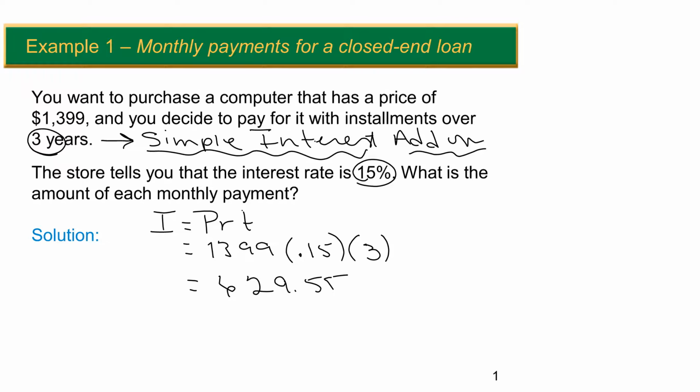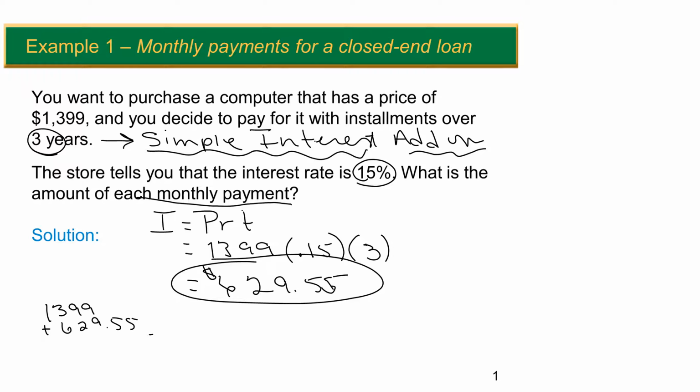Now, if I simply ask you for the finance charge, this would be the answer, and we would stop. If I said, what's the interest or what's the finance charge? This one actually wants to know the monthly payment. So the first thing you need to determine is how much you're really paying for this computer. So you're paying the original $13.99 plus the finance charge for this computer. So when we add that up, we get $2,028.55. That's how much that computer is really going to cost us.